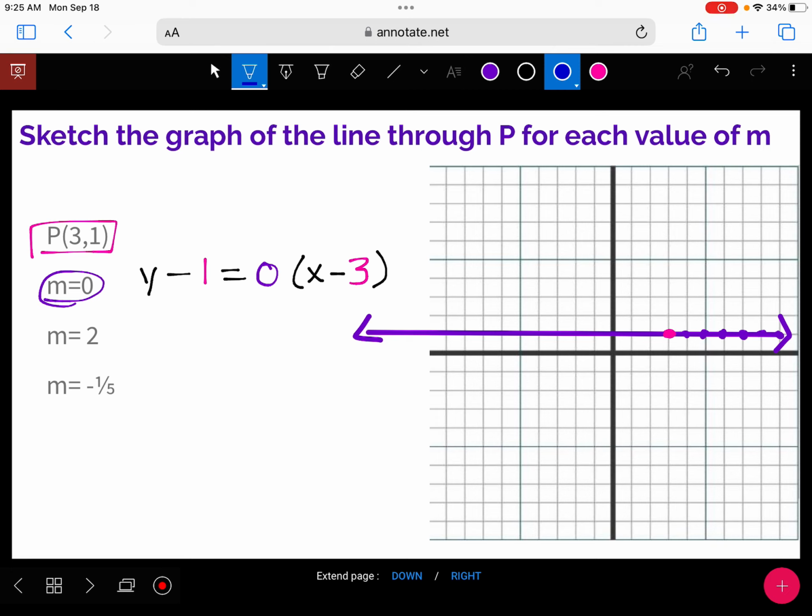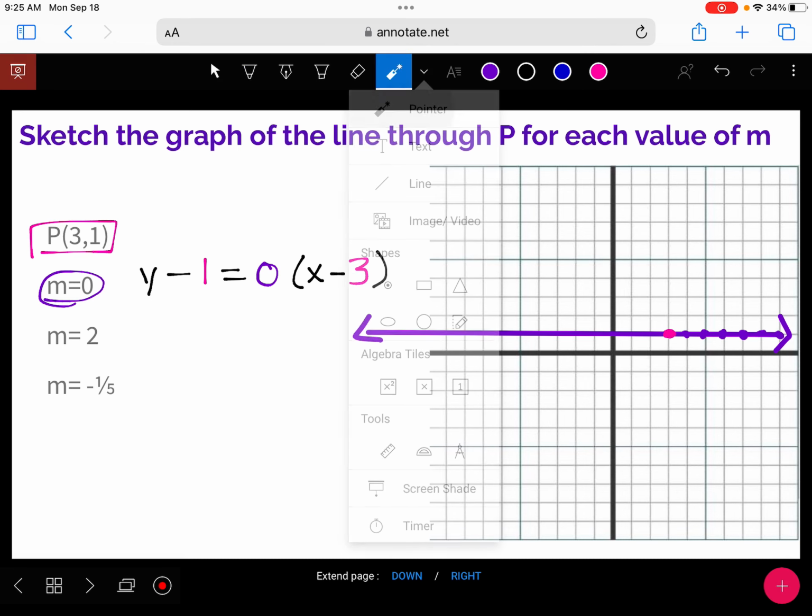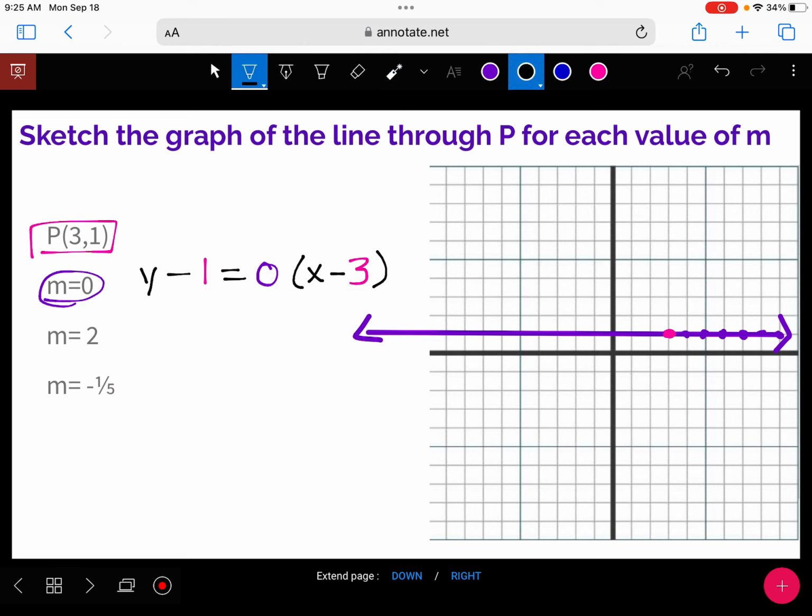But I started at the point (3, 1). I mean, let's put it at this point. So we're using this slope and this point for all of these lines. So we're going to do the same thing for the next one. It's still going through this bright pink point. This bright pink point is going to be our home base for all 3 of these lines.